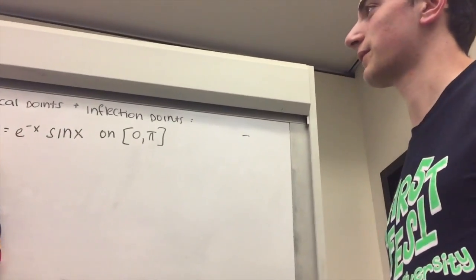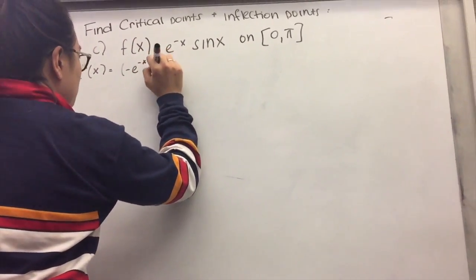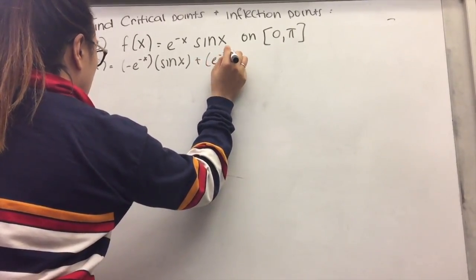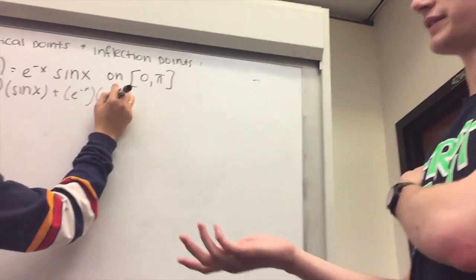Okay, so for this problem, you want to find the critical points and inflection points of the function f of x is equal to e to the negative x times sine of x on the interval 0 to pi. We're going to start by taking the product rule in order to find the derivative.